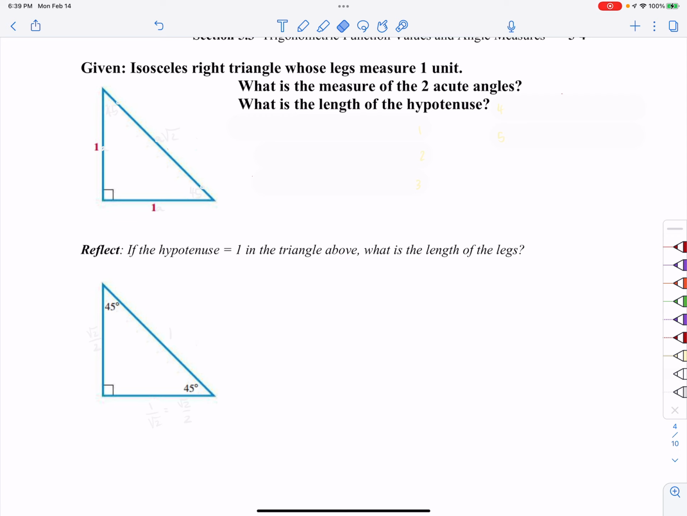So what you're looking at here is, isosceles means that two sides are the same length. And of course, right triangle means that it has a right angle, as you can see. The legs each measure 1 unit. So then what is the measure of the two acute angles? Well, we understand that if I've already used up 90 degrees in the triangle, then there's 90 remaining. And so each of these is going to be a 45-degree angle.